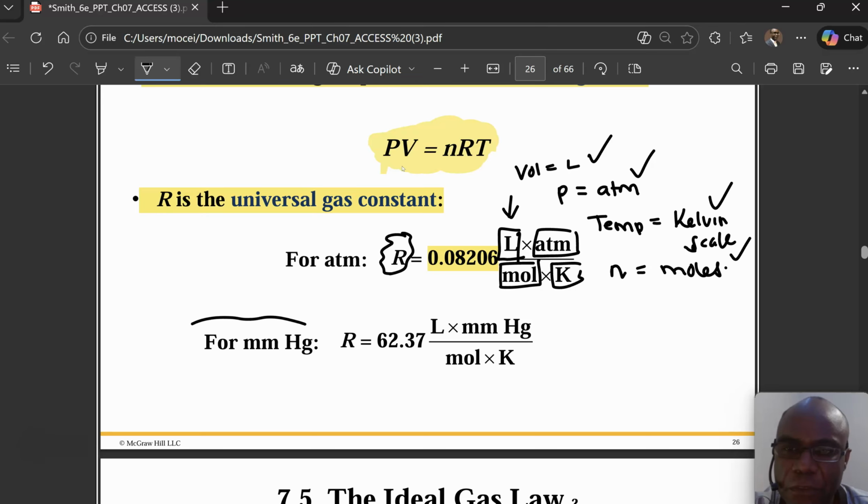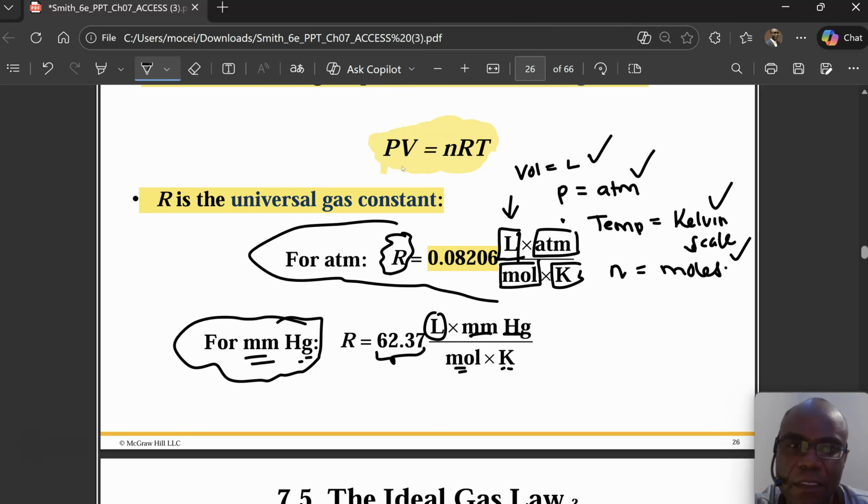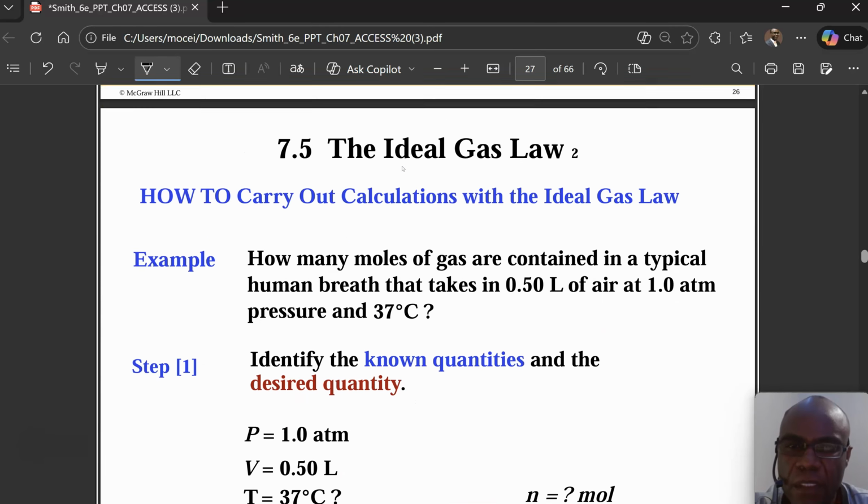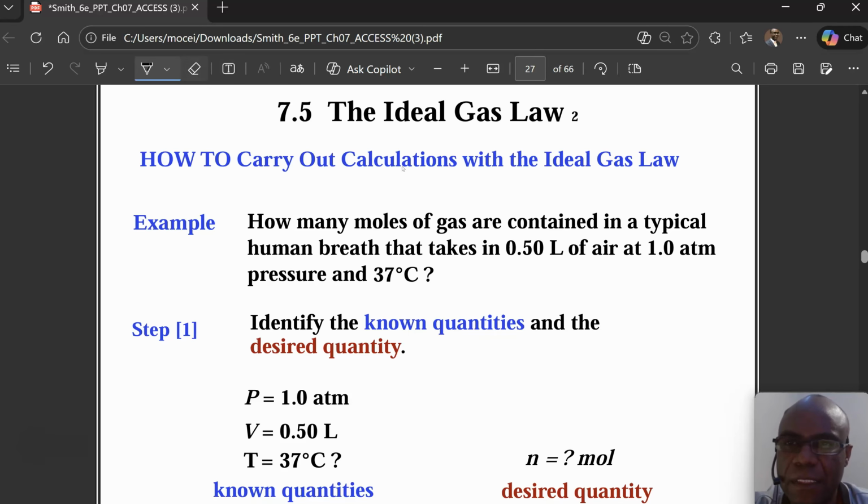Now, if we were to use the pressure in millimeters of mercury, then it would be 62.37 liters millimeters of mercury in place of atmospheres, then per mole per Kelvin. But I'll have you know that the one we preferably use is this one, 0.08206 liters atmospheres per mole Kelvin. Let's look at an example on how to carry out calculations involving the ideal gas law.